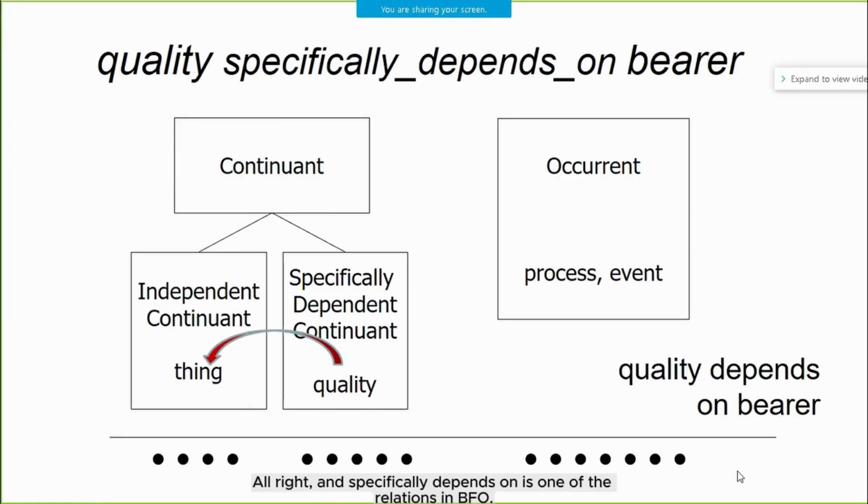All right, and specifically depends on is one of the relations in BFO. So a quality, your color, your skin color, or your height, or your temperature, depends specifically on you. They don't depend on me. So I cannot have your temperature. I can just have an exactly similar temperature. And the little blobs down here are instances. So that's Plato here. Plato is an instance of the kind thing.